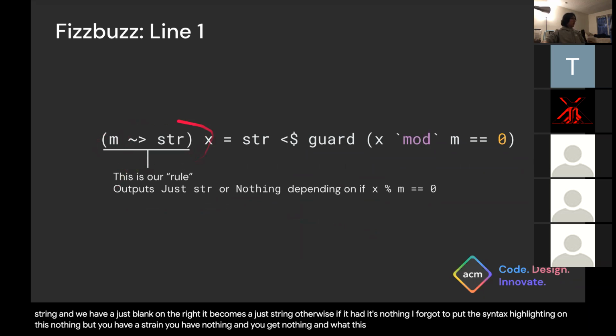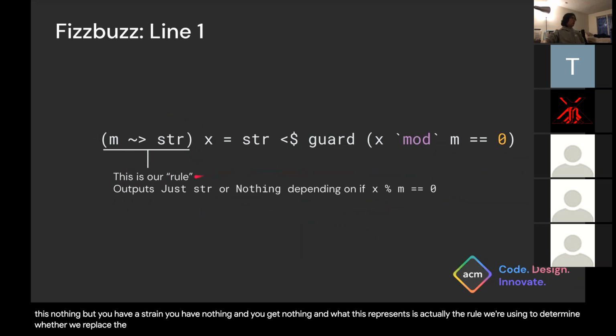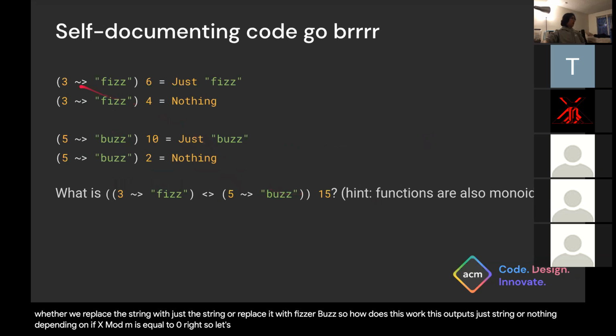And what this represents is actually the rule we're using to determine whether we replace the string with just the string or replace it with fizz or buzz. So how does this work? This outputs just string or nothing depending on if x mod m is equal to 0, right? So let's take a look at how this is used here.